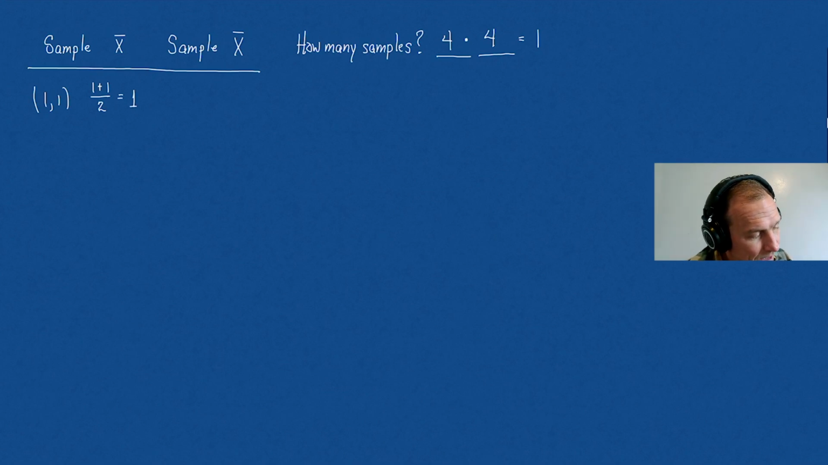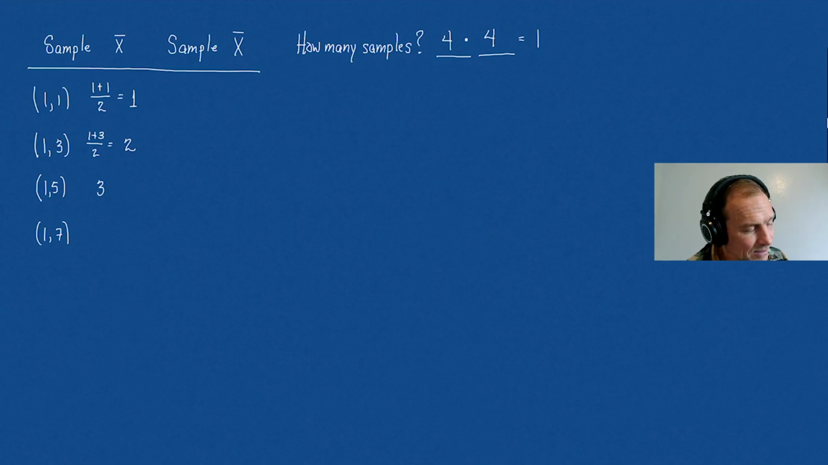Okay. And then again, let's leave a 1 in the first position, but now we'll have a 3. So then I have 1 plus 3. Divide that by 2. That's 4 divided by 2. That's 2. And let's just continue in this pattern. So 1, 5. 1 plus 5 is 6. Divide that by 2. The mean is 3. And then we'll do 1, 7. So 1 plus 7, that's 8. 8 divided by 2 is 4.